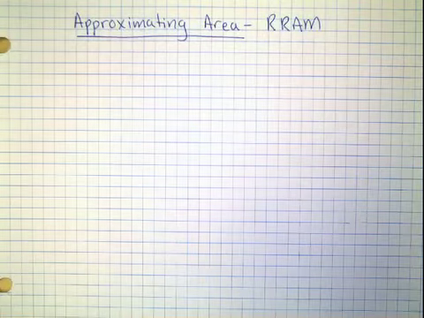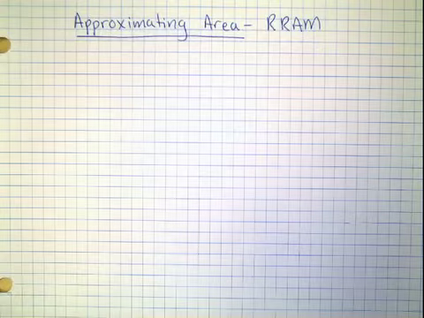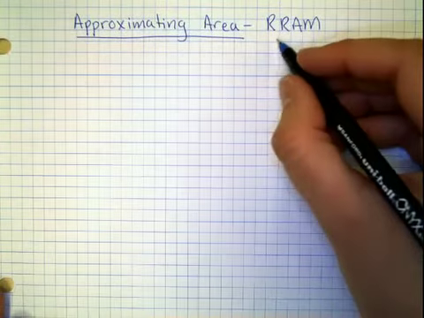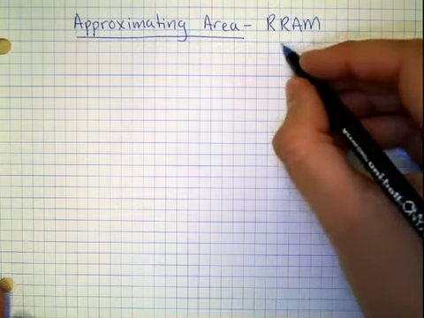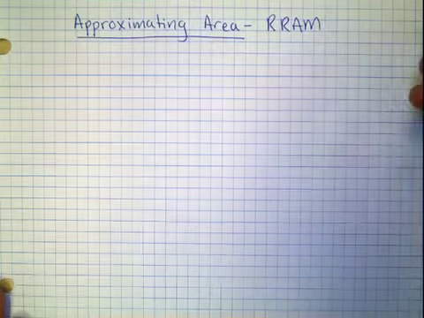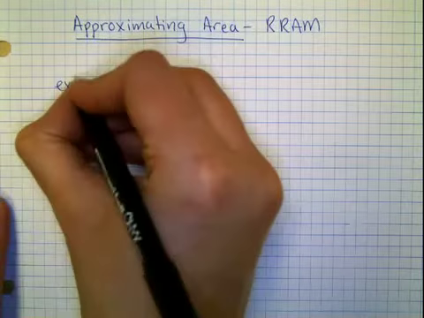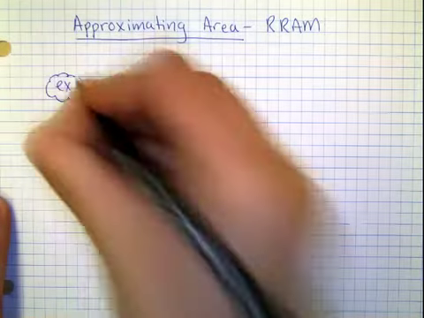Alright, the goal in this video is to figure out how to approximate area under a curve using a method called rectangular right-handed approximation method. I just call it RRAM for right hand. And what we're going to do is an example together that we've also done in class.